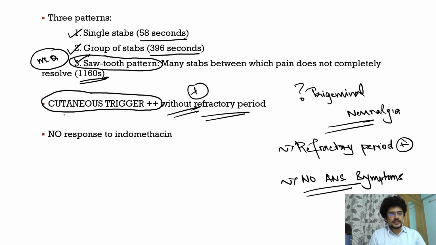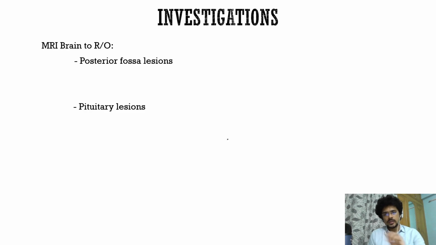Okay. The other feature of SUNCT and SUNA is there is no response to indomethacin. So remember the trigeminal autonomic cephalalgias that respond to indomethacin, that is the indomethacin effect, is seen in paroxysmal hemicrania and hemicrania continua. However, in SUNCT and SUNA, there's not going to be any response to indomethacin. This point is a very, very important MCQ question. Okay, so this is about the clinical features.